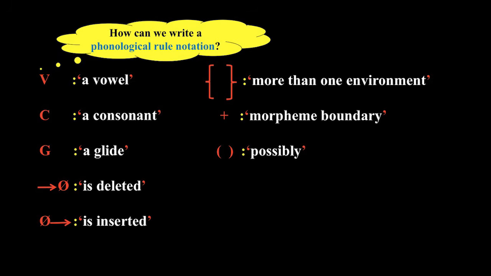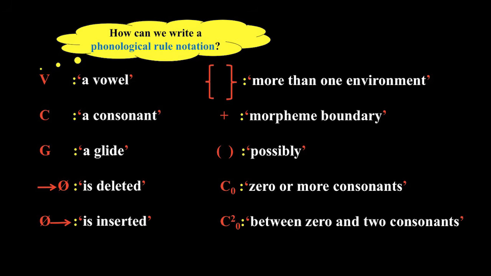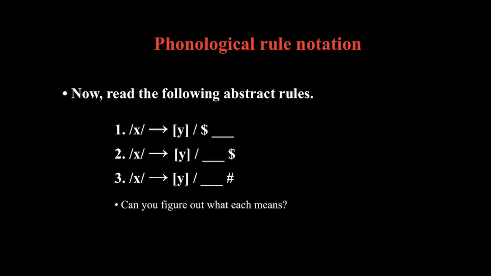We also use the C with the subscript 0 to say that there might be 0 or more consonants, and we use the capital C for consonant with the superscript 2 and a subscript 0 to say that there might be between 0 and 2 consonants. Now let's see these examples of phonological rule notations and let's read exactly what they mean.